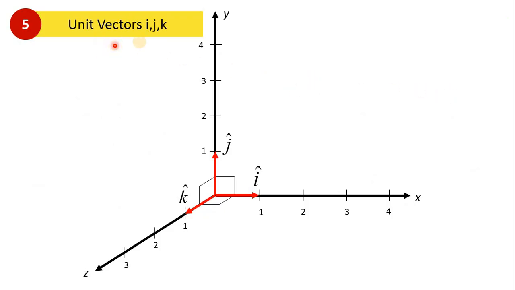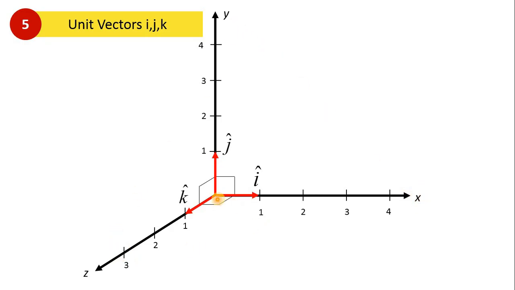Now coming to the unit vectors I cap, J cap, K cap. See here, this is I cap, J cap and K cap. These are very special unit vectors in vector algebra. They have a very special place in mathematics. So here we are looking at a right-handed coordinate system. Look at the coordinate system. It has 3 axes x, y and z.